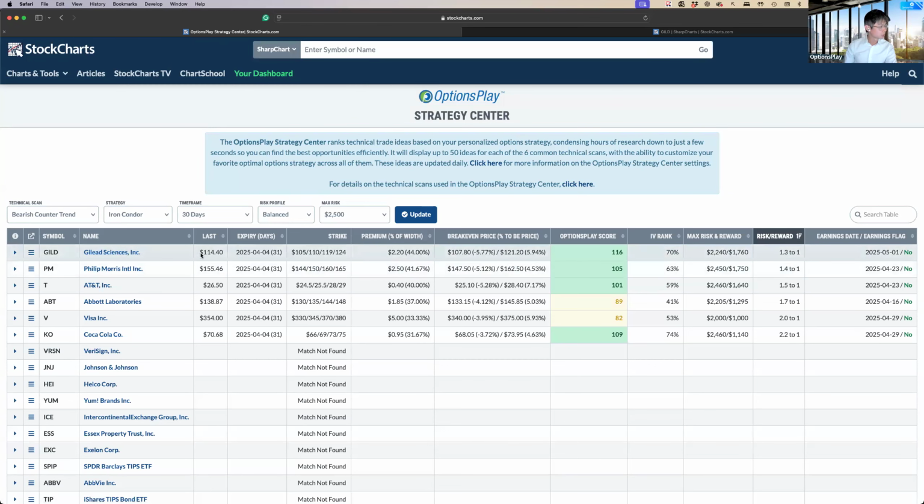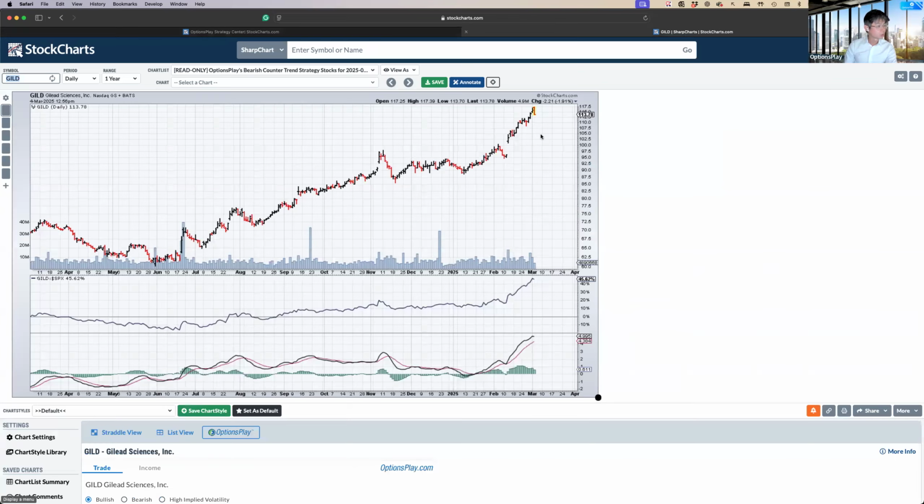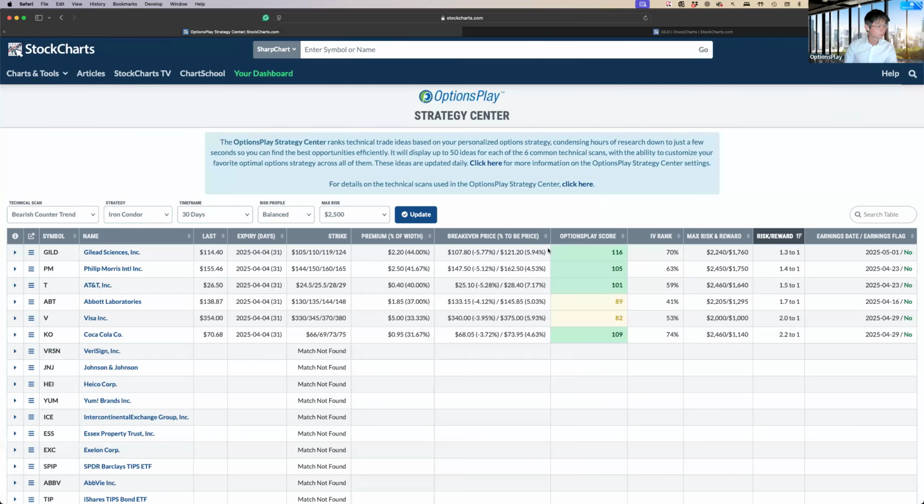So here, as you can see, when it's trading at 114, we're selling the 105, 110, 119, 125. That gives me a break-even price of 107 and 121. So let's take a look at that. 107 is down here, 121 is about up there. And basically, as long as it stays somewhere between these two ranges, then I'll be profitable at expiration, right? It is giving me about a 1 to 1.3 risk to reward ratio, which is really good.